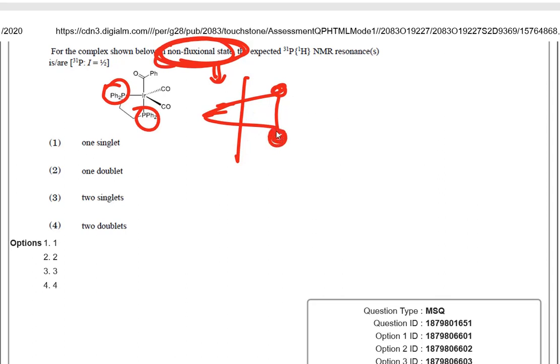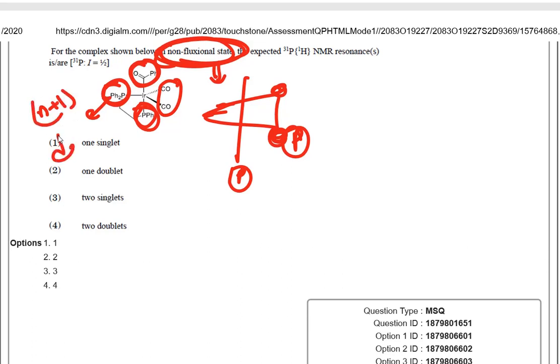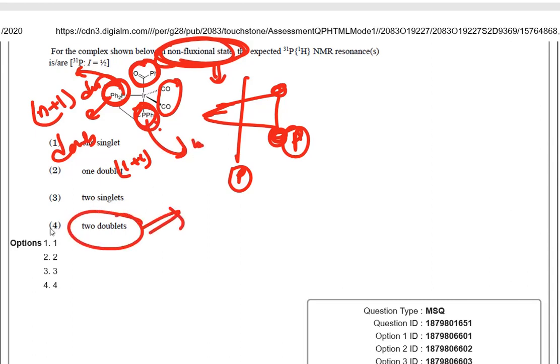Here we have phosphorus here and phosphorus here. These two phosphorus atoms are in different chemical environments, with different axial groups and different equatorial CO ligands. So each of these phosphorus atoms can produce an N+1 resonance, that is simply a doublet, because here we have one phosphorus, so 1+1 is 2. So a doublet from this phosphorus and a doublet from this phosphorus. We can expect 2 doublets. So option 4 is the correct answer.